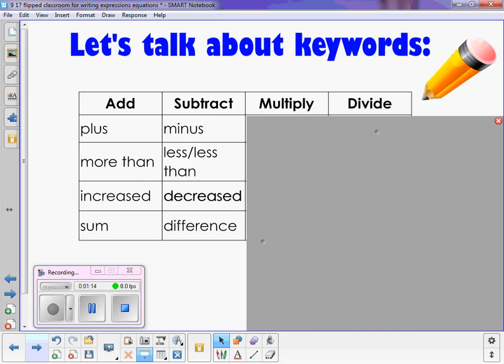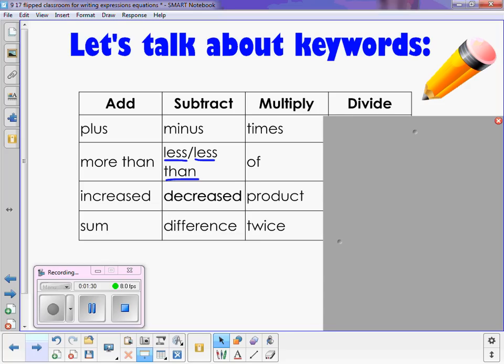All right, subtraction. We have minus, less, or less than. Now be careful, less and less than mean 2 different things, and we're going to look at that in some examples in just a second. All right, decreased and then difference. Difference is the answer to a subtraction problem.